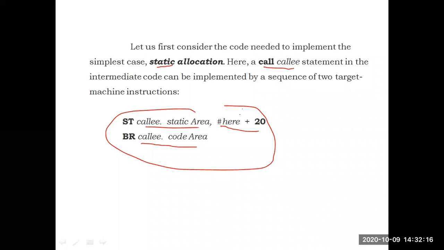Here, hash here plus 20. Hash here indicates the address of the current instruction. This 20 indicates how many bytes are taken by the current instruction. There is no specific reason for 20. A sample value of 20 has been given. It can be 15, 20, 30. Generally, depending on the size of the current instruction, that many bytes will be allocated.